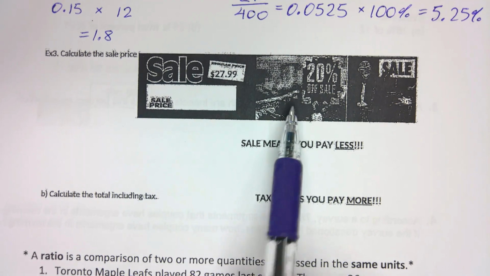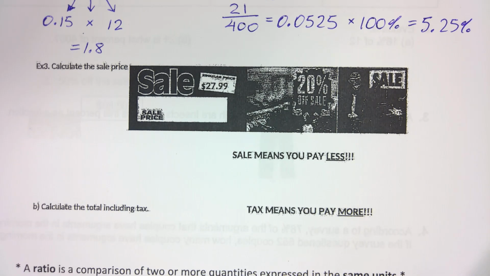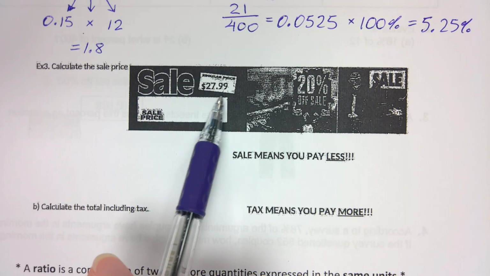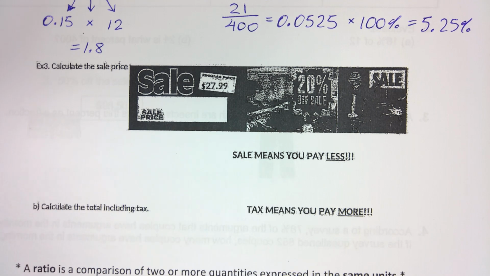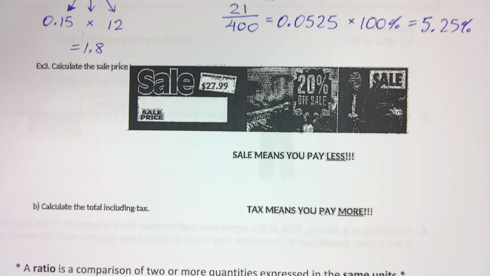So this pair of jeans right here, you're going shopping, you need new pants. This pair of pants costs $27.99, but it's on sale for 20% off. Calculate the sale price. If it's on sale, does that mean you're paying more or paying less? Less, right? So when you calculate your sale price, it better be less than $27.99. So it's 0.8. It's 80.